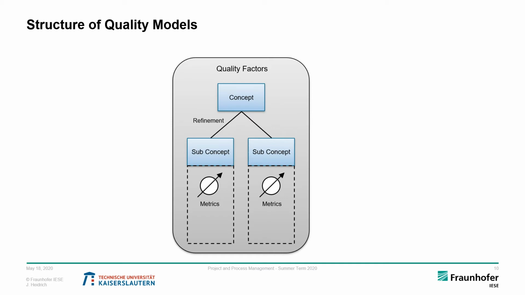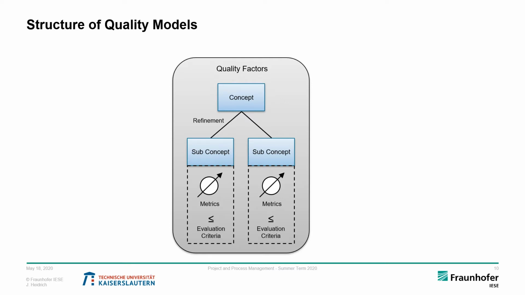We may have, of course, a further refinement structure before we come to the metrics. So in this example, and also in the case of the ISO, we only have the high-level concept, like maintainability, and the lower level concepts, but of course you may have a hierarchy of sub-concepts there. But finally, you will end up with a leaf concept for which you can assign some metrics.